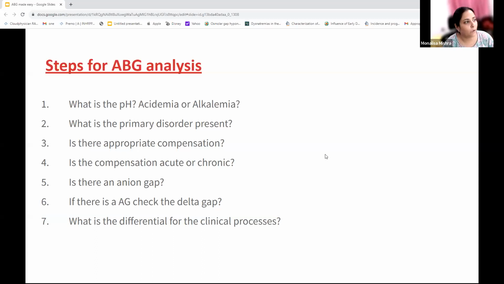First, find out the pH: is it acidotic or alkalotic? Next, what is your primary disorder. Then you have to calculate if there is adequate compensation. Then you have to calculate if the compensation is acute or chronic. And then check if there is any anion gap. And if there is an anion gap, then you check the delta gap. And then what are the differentials of your clinical process.